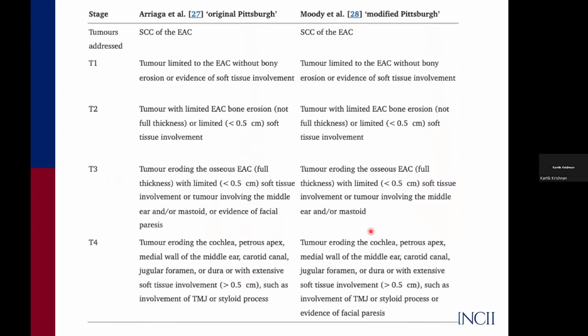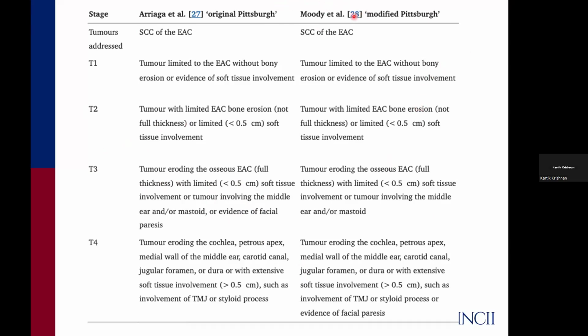Now, next we come to staging. AJCC does not have a separate staging system for temporal bone malignancies. It gives staging only for cutaneous squamous cell carcinomas which go into the temporal bone. So for staging temporal bone tumors, we use what is called the Pittsburgh staging. The initial Pittsburgh staging was given by Arriaga et al. The important difference between the modified Pittsburgh staging and the original Pittsburgh staging is facial paresis. In the original staging, facial paresis was T3, which was later changed because once the facial nerve is invaded, we know that the prognosis is poorer and the tumor is more aggressive.